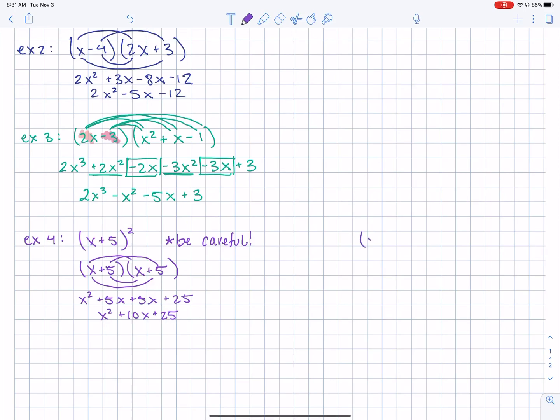Why don't you try this one on your own? x minus 3 squared. So x minus 3 squared means x minus 3 times x minus 3. And now we have x squared minus 3x minus 3x. Careful there, positive 9. Combine like terms to get minus 6x plus 9.